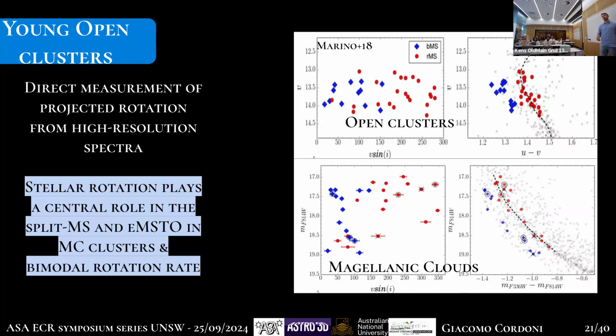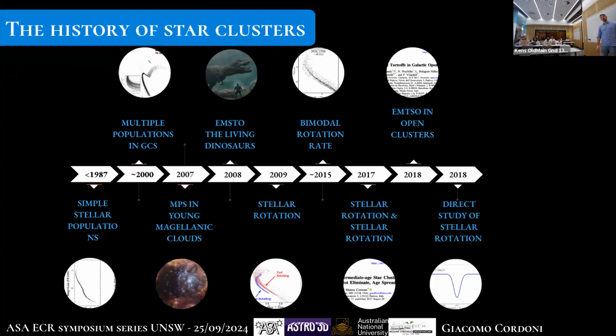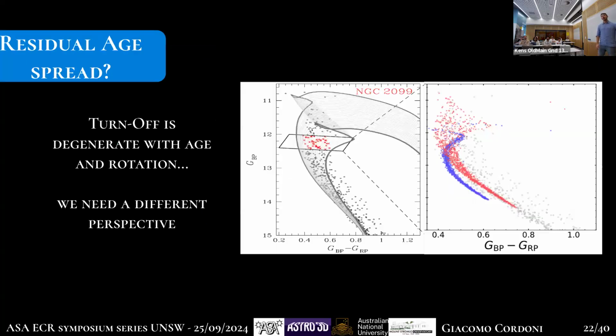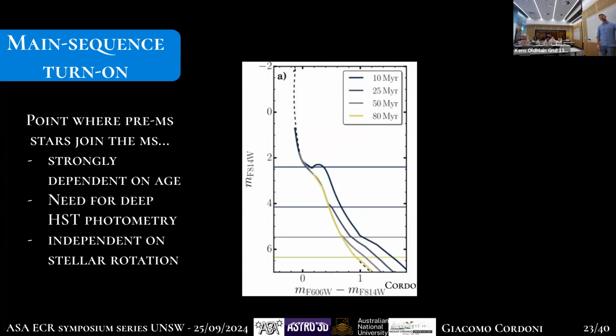Okay, this is very nice, but we still haven't answered our question. So, is there a residual age spread? This is what we want to know, because we want to understand if multiple star formation episodes actually take place, or can happen, or if not. And again, the turn-off is highly degenerate between stellar rotation and age differences. So how can we break the degeneracy? How can we find a new perspective?